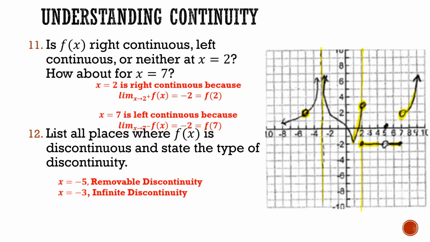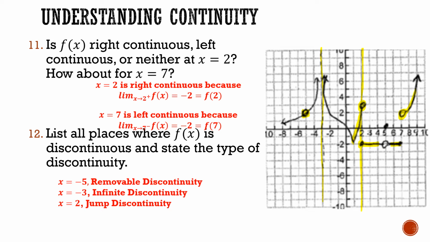At x equals 2, so right on this line that I already drew, on the left-hand side, I'm up here at 3. On the right-hand side, I'm down here at -2. We call that a jump because the graph literally jumps places. It was going one way and then it jumped and started doing something else. So at x equals 2, we have a jump discontinuity.